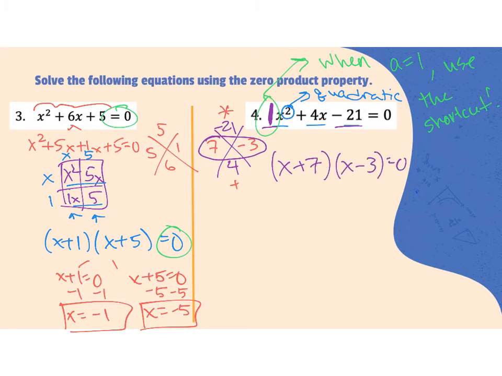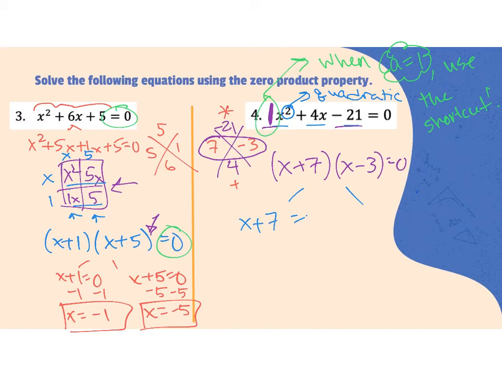So I jumped straight to that step and I got to skip the box, which is lovely. It saves you a little time, saves you a little work. Again, it only works when a is equal to 1. That's when we can use it. If a is not equal to 1, you got to do the box and you got to find the GCF from there.